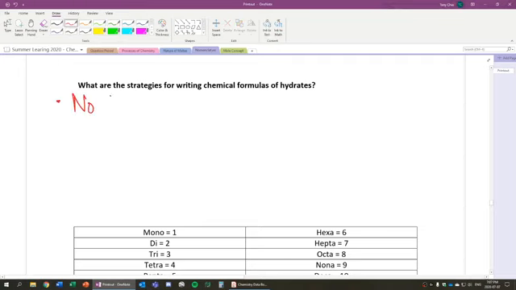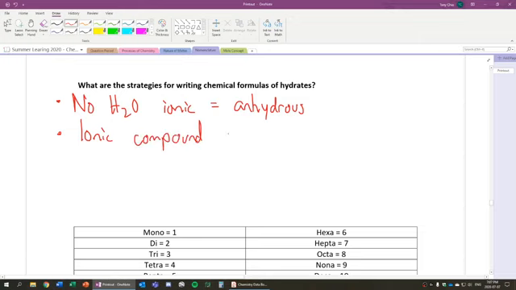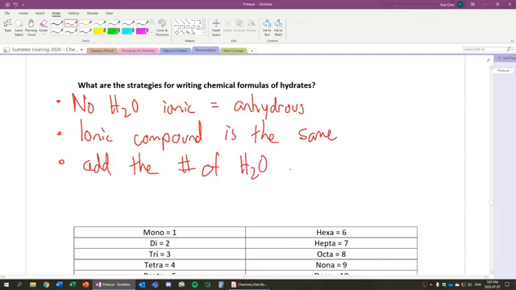Well, ionic compounds with no H2O are called anhydrous. So whenever you see the word anhydrous, it means no water molecules attached. For example, sodium chloride anhydrous means it's just sodium chloride, no water molecules attached. All right, so how do we name them? Well, the ionic compound part is the same. We just add the number of H2O at the end as something hydrate. Based on the number of water molecules, we will add that prefix.